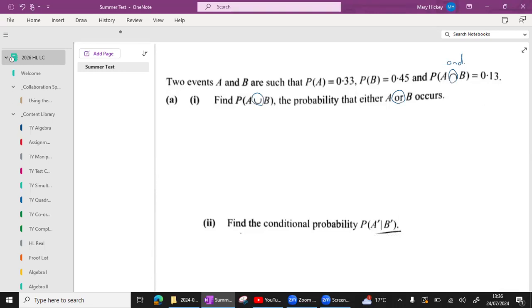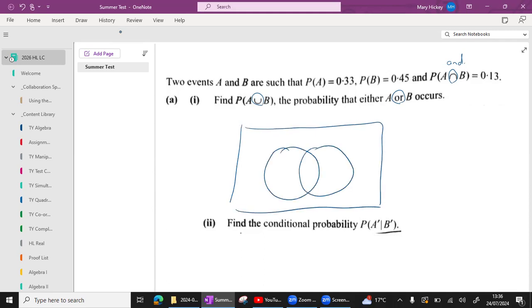Anyway, for this particular question, we are going to draw our Venn diagram. Now, we only have two sets, so we have A and B, labeled A, B. I know the probability of A. So the probability of the universal set has to be 1, because that's the highest probability can be. So the probability of A is 0.33 and the probability of B is 0.45. We're told that the intersection is 0.13.